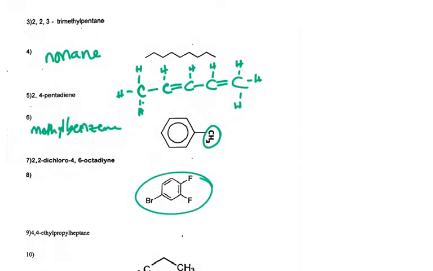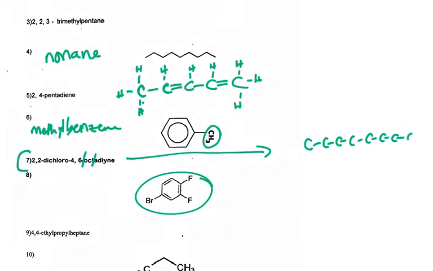Here, this is kind of a long one too, but I think you guys can do that one, or maybe I'll show you that one and then you guys can try 9. So I'm going to do 7. I'm going to do it over here. I'm going to start by doing the oct first. That's my longest carbon chain. So 1, 2, 3, 4, 5, 6, 7, 8.